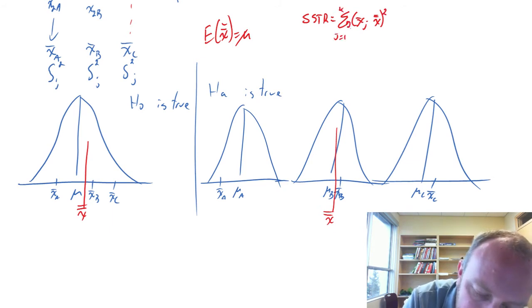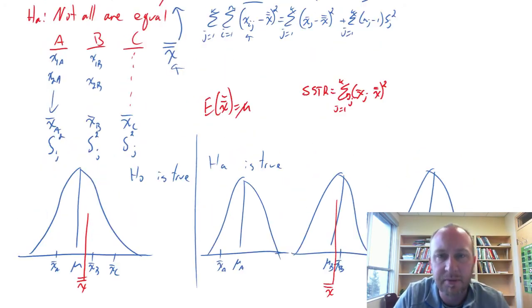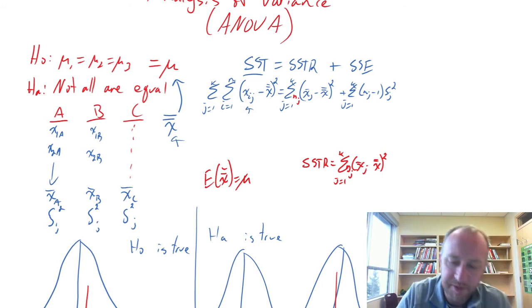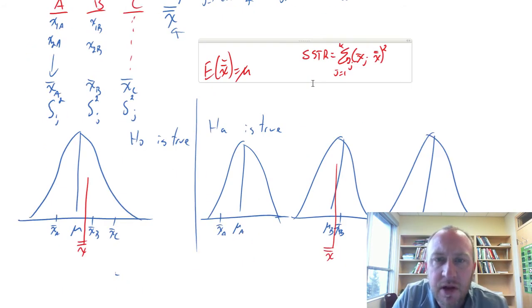Oh, I think I forgot a number in there: we have to weight that by the sample size n. I probably forgot that up here too. The sample size nj is in there as well.